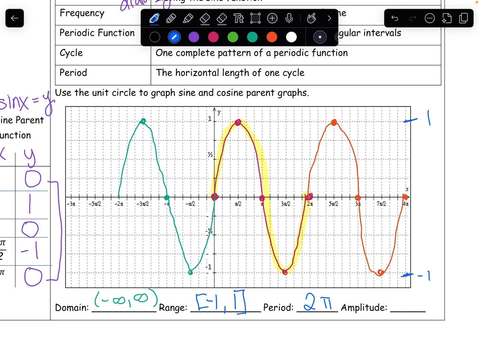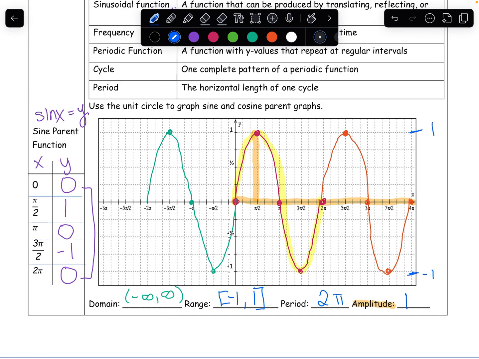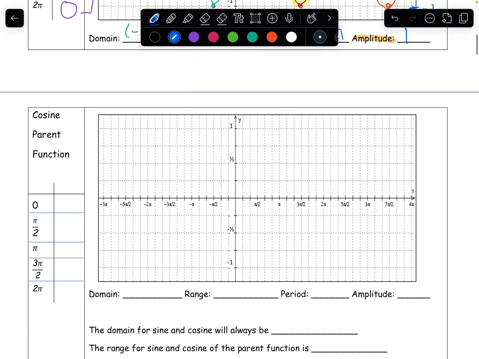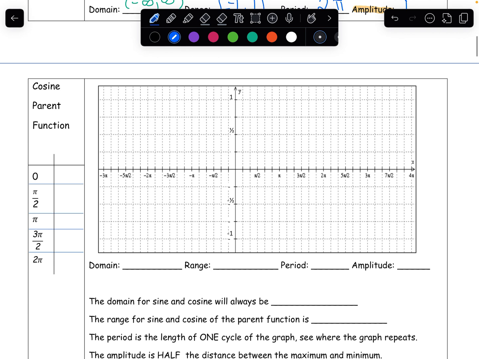And our amplitude, that's how far we are from the middle of our graph. So we are 1. Okay, so that is your parent function for sine. Okay, let's look at cosine. So again, here's our x and our y values.